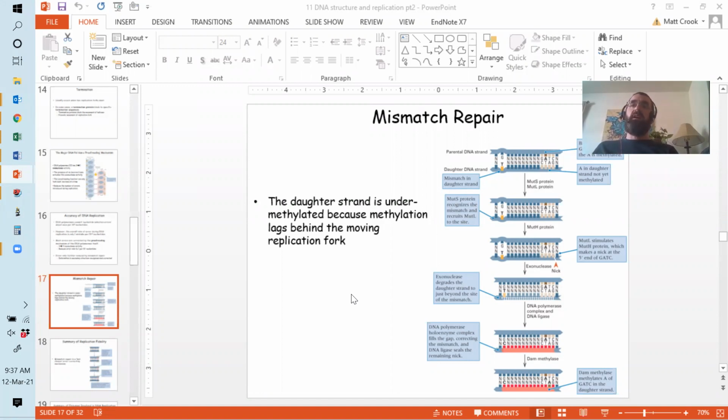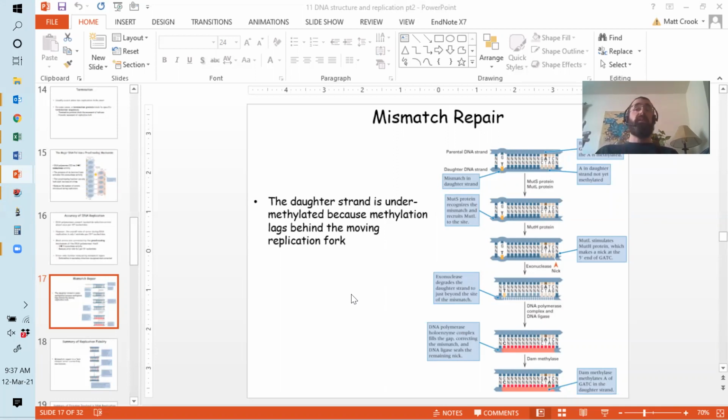All right, so again, the two main things to remember here is one, mismatch equals wrong shape, right? The DNA will not look correct. It will be physically different. And two, the daughter strand has to be unmethylated or undermethylated for this mismatch repair to work.